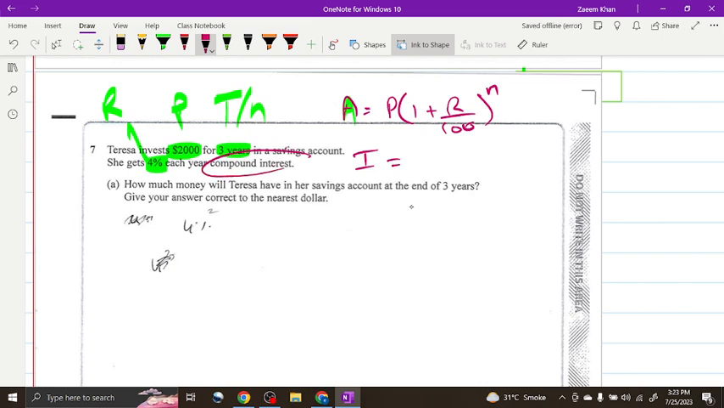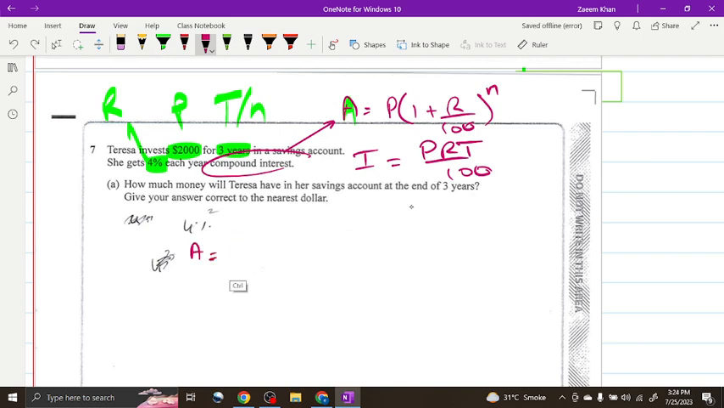This is compound interest. What's the formula for simple interest? PRT divided by 100. Perfect. Okay then. What formula are we going to use over here? The one for compound interest.